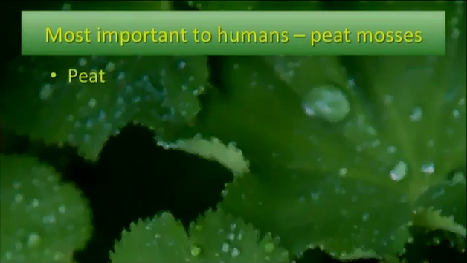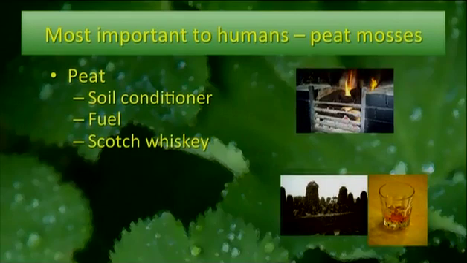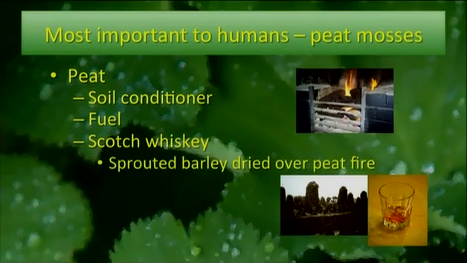So peat is a soil conditioner and can be used for fuel as well. It's also used to season Scotch whiskey. The malt or barley is held over a smoky peat fire to lend the barley the taste of Scotch whiskey. The sprouted barley is dried over a peat fire, and that gives a smoky flavor to it. So people who love Scotch really love their Scotch. I had a friend who used to drink Scotch on the rocks.